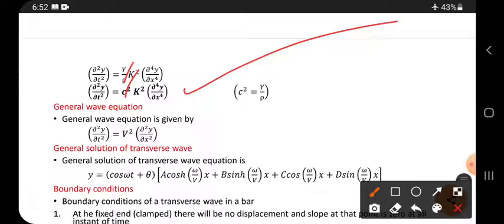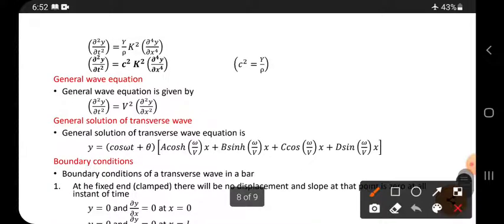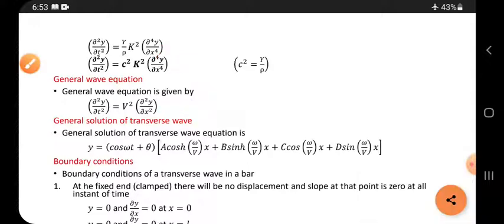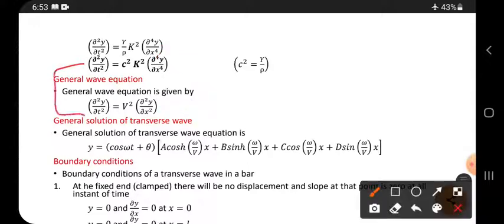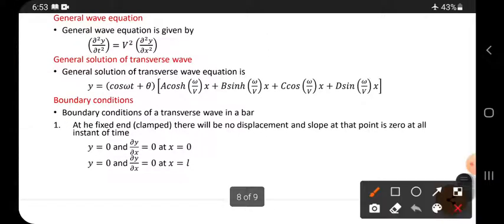So for transverse waves in a bar, this is the equation, and its general solution is as follows. Actually, we know the general wave equation, but we cannot compare these two things, isn't it? Why? Because the fourth power is there. The left sides are the same, but on the right side the fourth power is there. We cannot compare them, so leave it like this only. And the general solution for transverse waves is lengthier here.